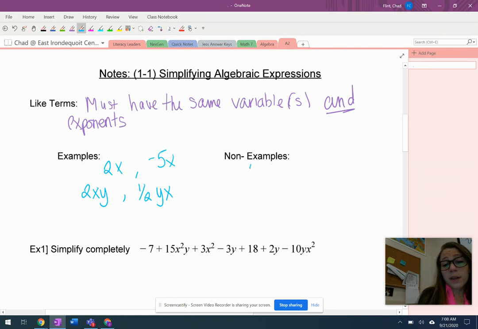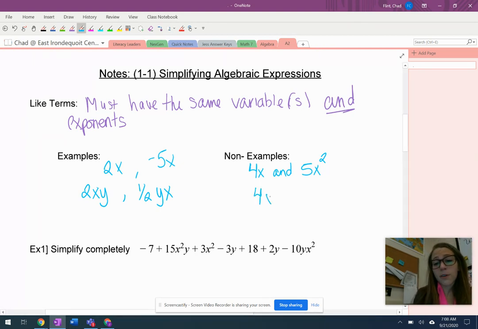Non-examples would be something like 4x and 5x squared. Notice how they do not have the same exponent there. Another example would be 4x and negative 7xy. While they both have an x, the negative 7 piece has a y and the 4 doesn't, so that doesn't work.